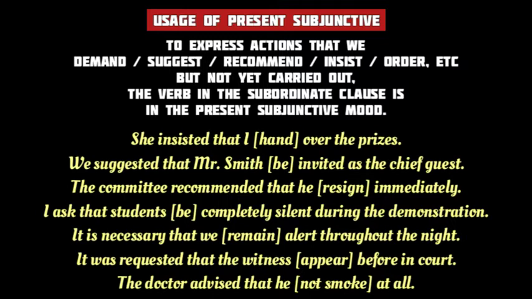Here "not smoke" is in the negative present subjunctive mood. The auxiliary verb do is not used before not in the negative present subjunctive mood. So hopefully you have understood the forms and uses of the present subjunctive.